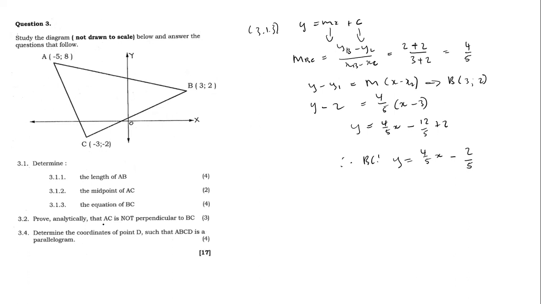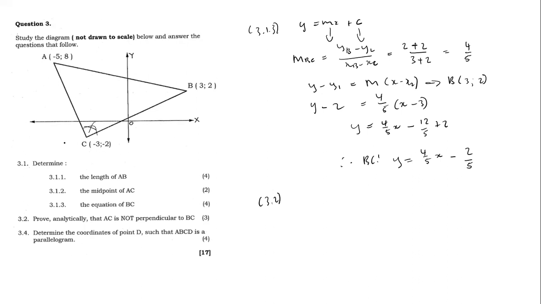Now prove analytically that AC is not perpendicular to BC. This is one of the ideas that we need to understand by now: when lines are perpendicular, the product of their gradients will be equal to -1. So we have to determine the gradient of AC and the gradient of BC. We already determined the gradient of BC to be 4 over 5. Now we need to determine the gradient of AC.